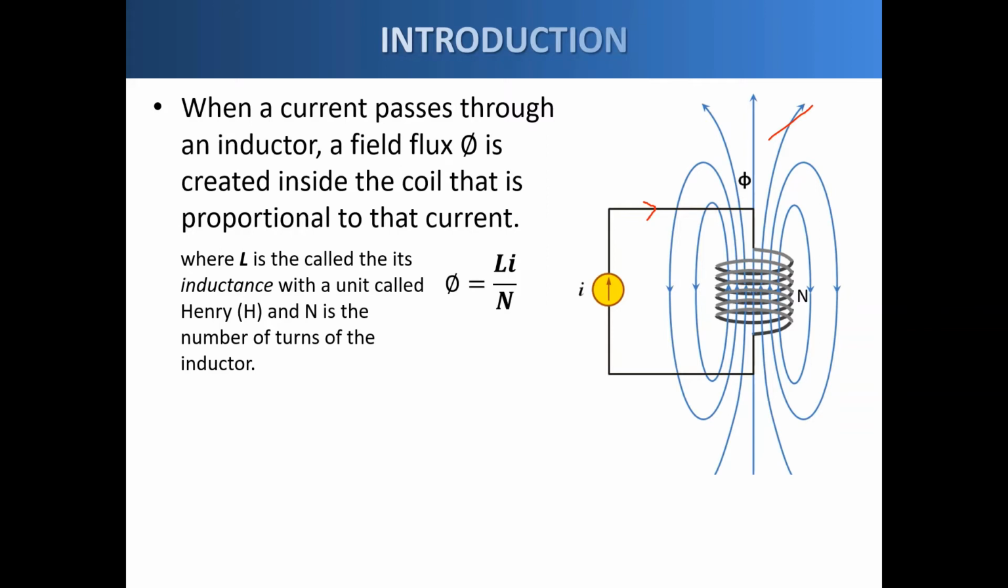Exactly how much flux is produced is given by this formula, where L there is what is called the inductance of the coil, and N is the number of turns. Inductance is given by the unit henries.